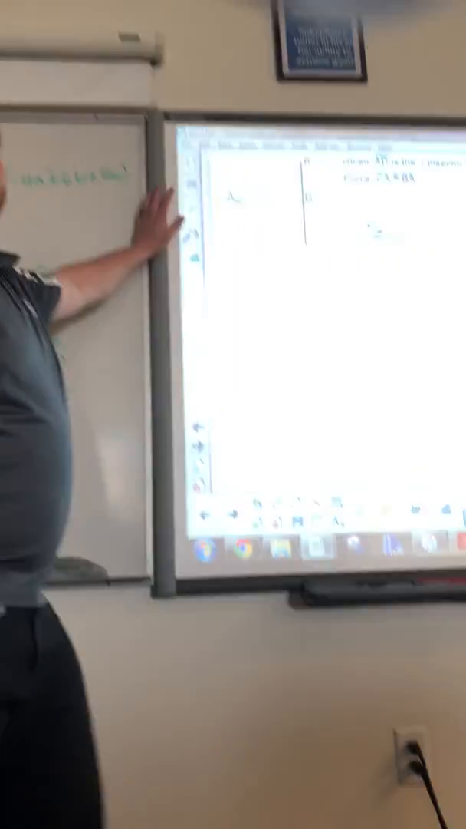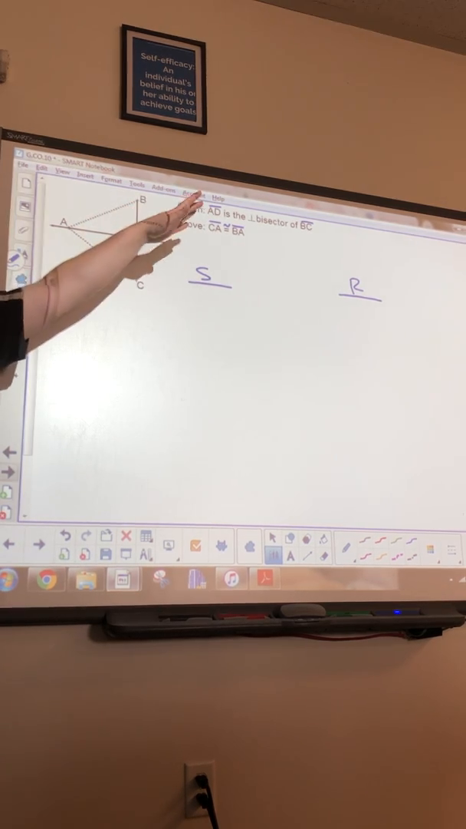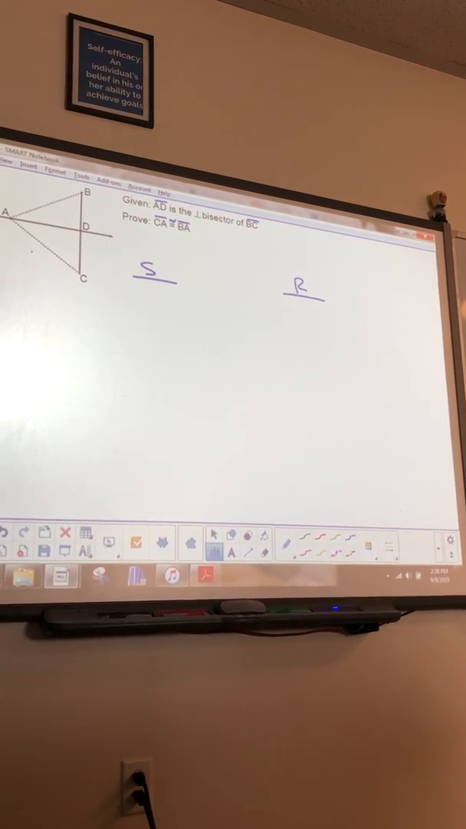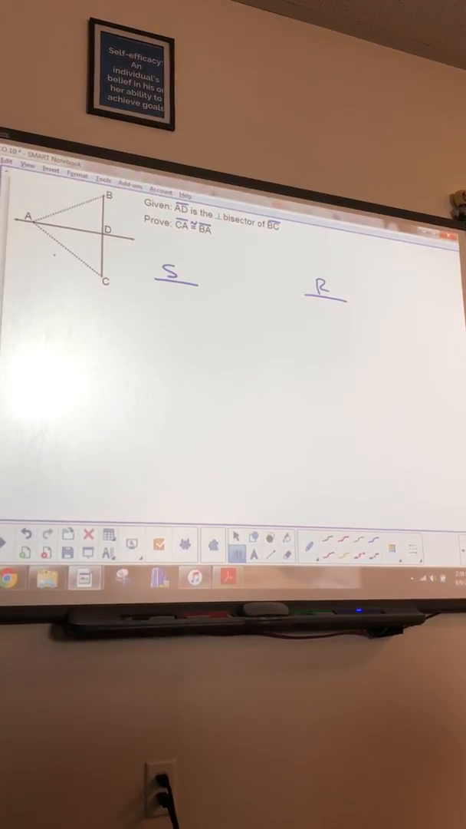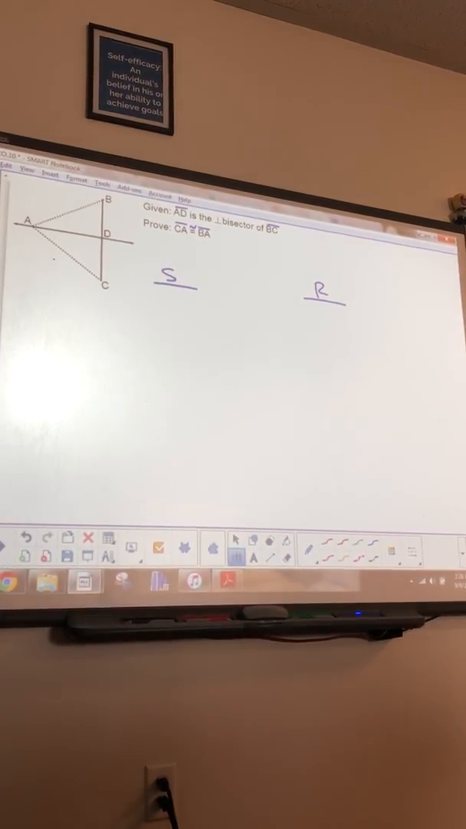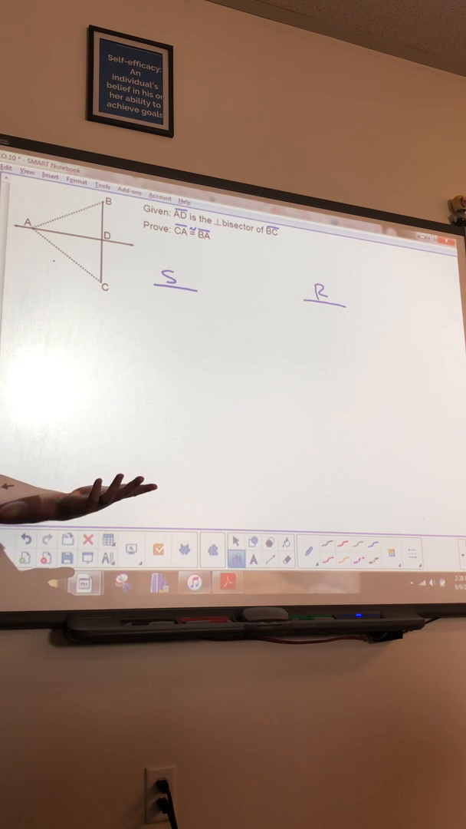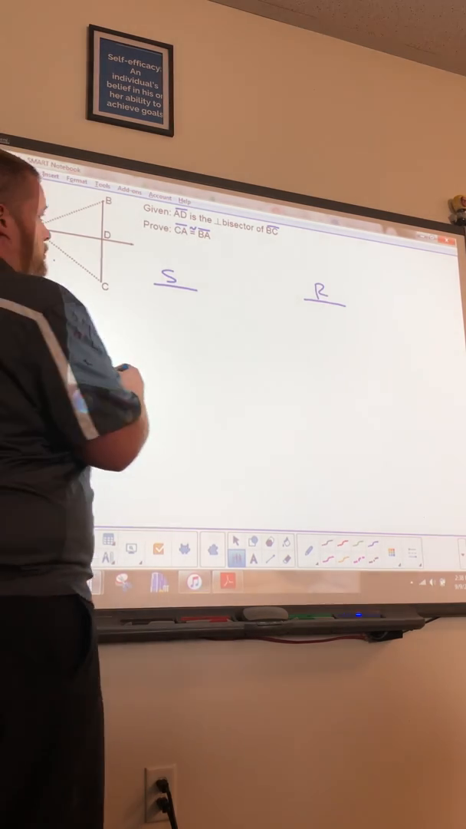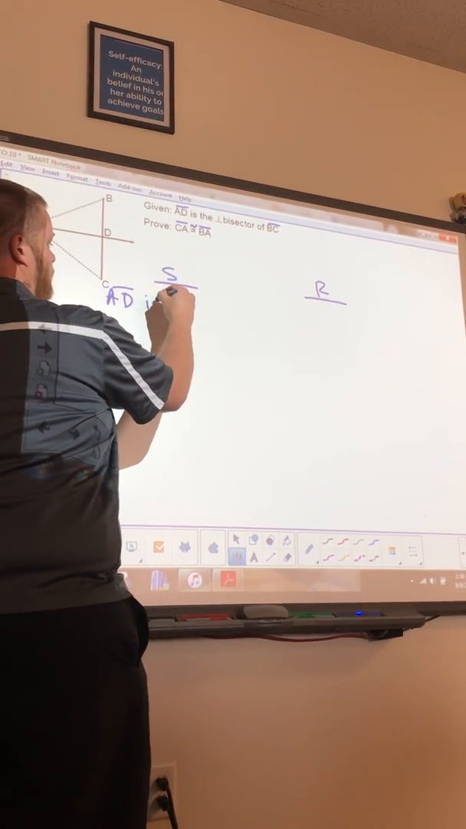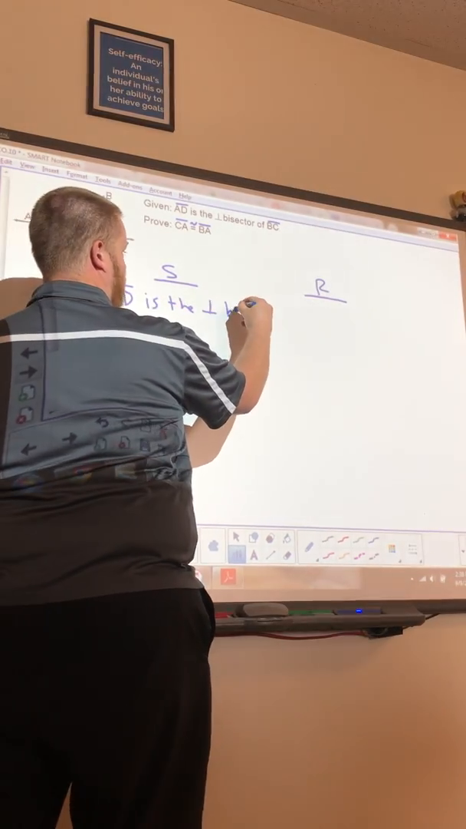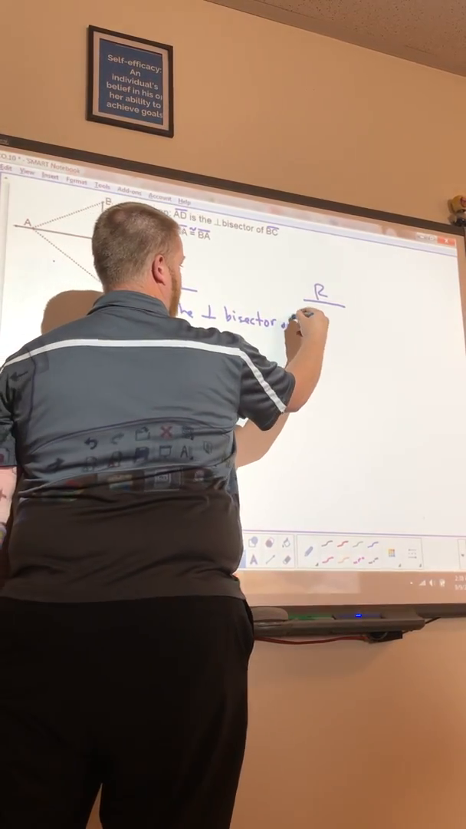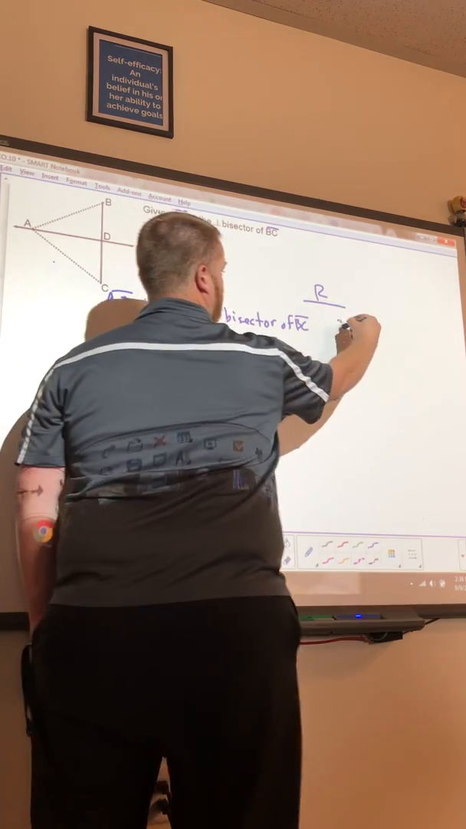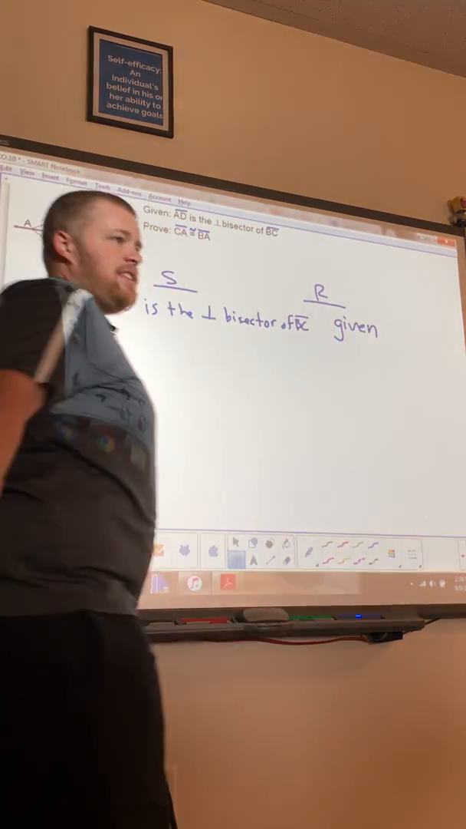Done. So this is what we're going to use here, because showing that the triangles are congruent is pretty easy. Once I know the triangles are congruent, corresponding parts of congruent triangles are congruent. So first let's show that the triangles are congruent. We always start with what? Given. Perfect. So AD is the perpendicular bisector of BC. And that's our given.